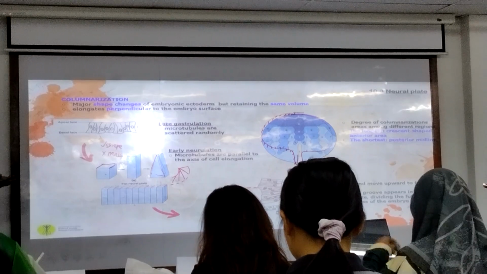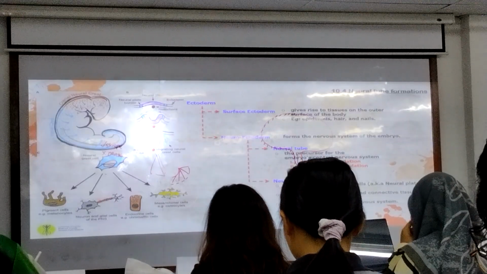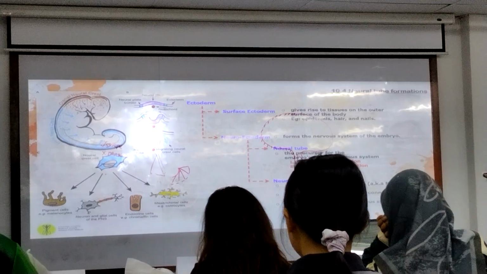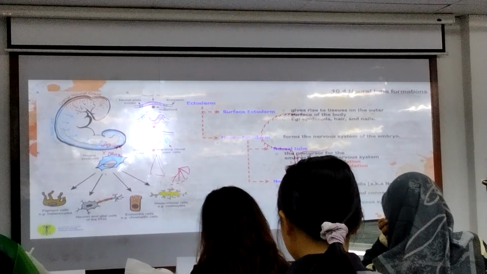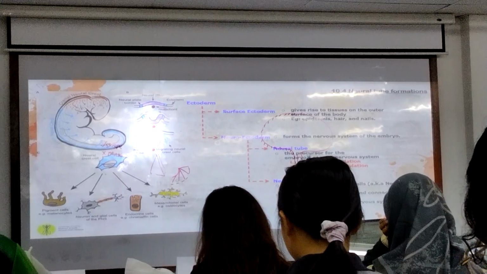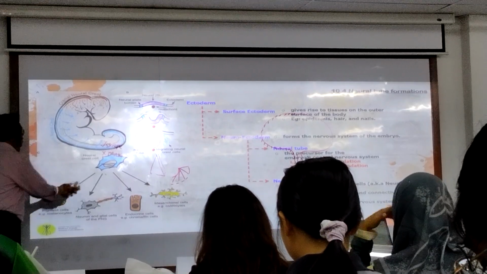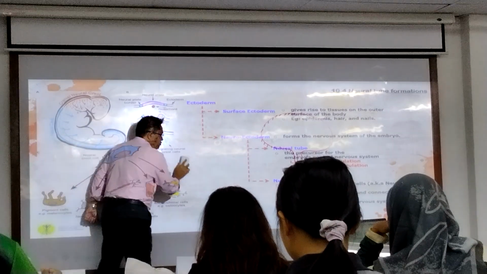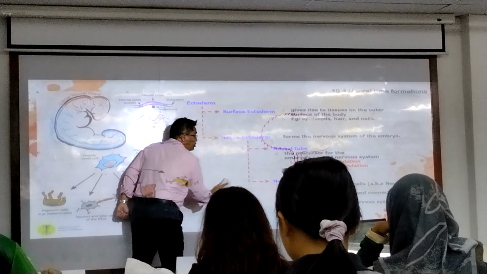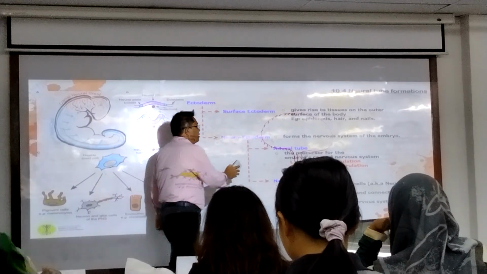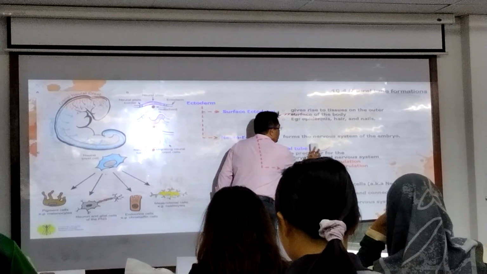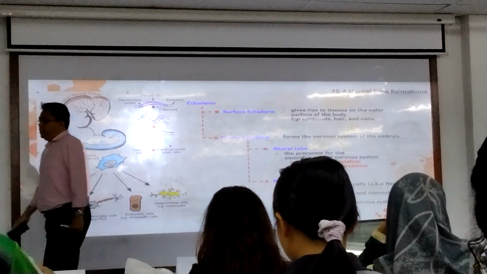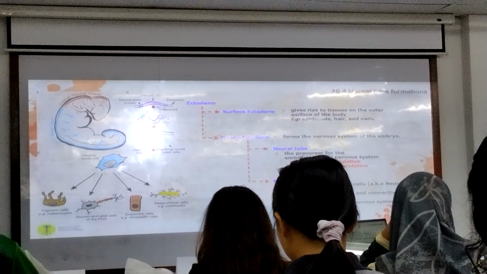Now, once you have that, you start to form what we call a neural tube. But bear in mind, as I mentioned earlier, the target of neurulation is to form a neural tube. Later on, the neural tube will form what we call the central nervous system.